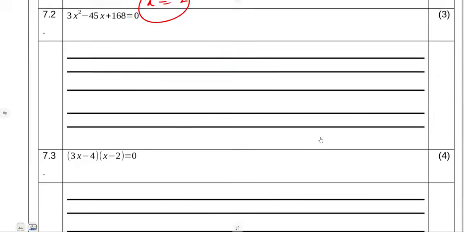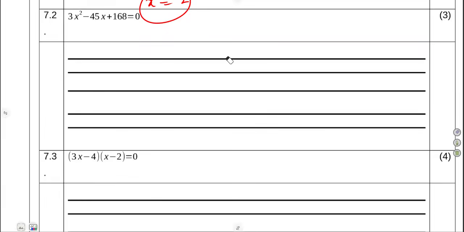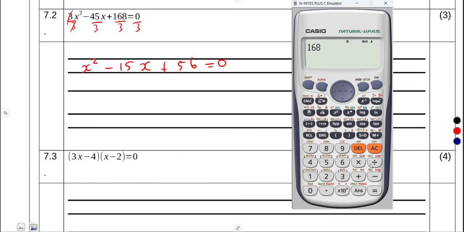All right, let's consider 7.2, another equation to solve, where we can see that it's a quadratic equation, the highest power is 2, where we can consider the highest common factor, which is 3. So divide each and every term by 3. That was going to give us x squared, minus 45 divided by 3, that's negative 15x, plus 168 divided by 3 was going to give us 56, and that's equal to 0. So simply use your calculator, guys.